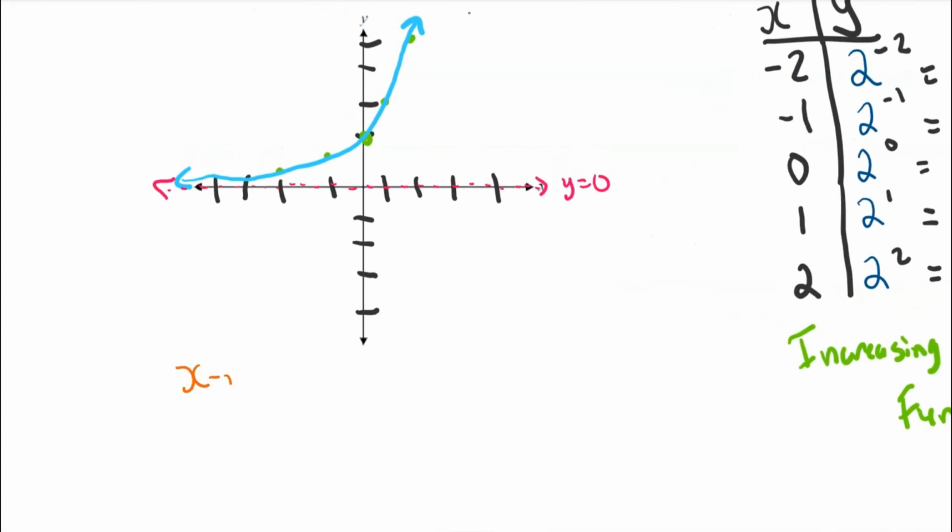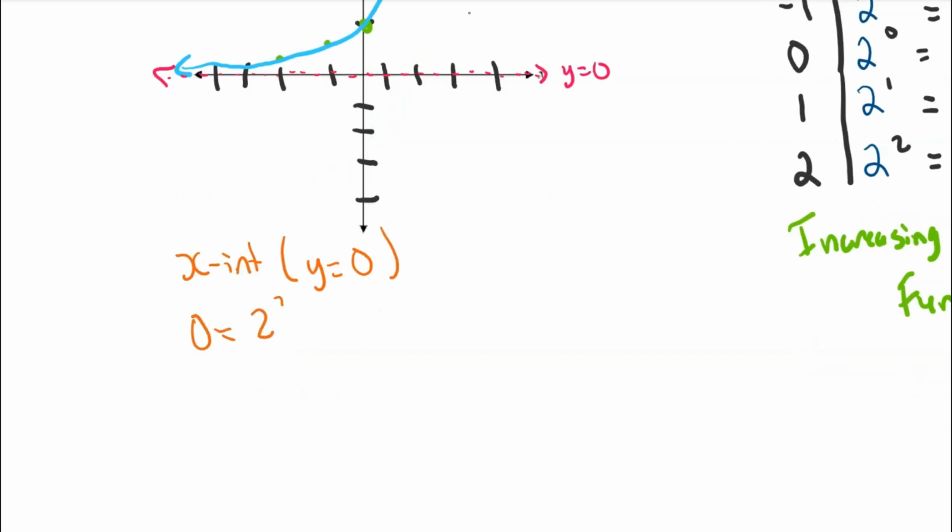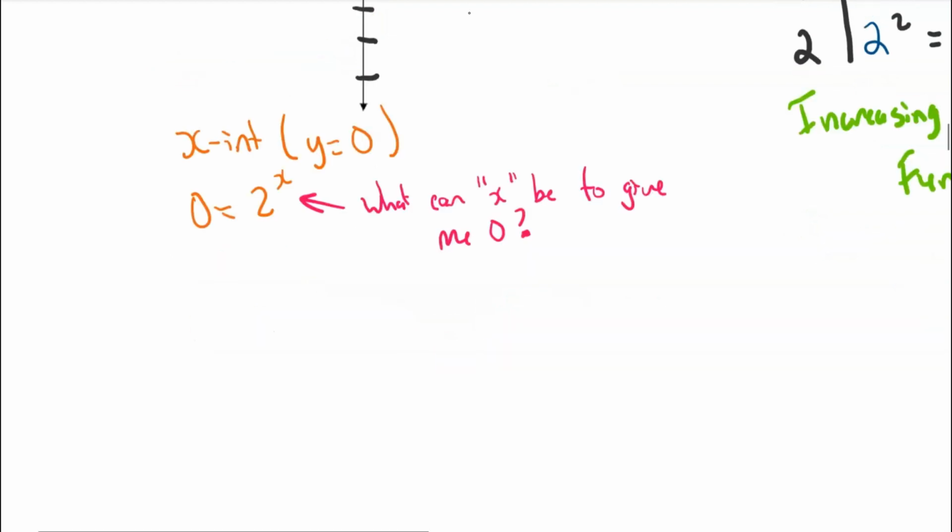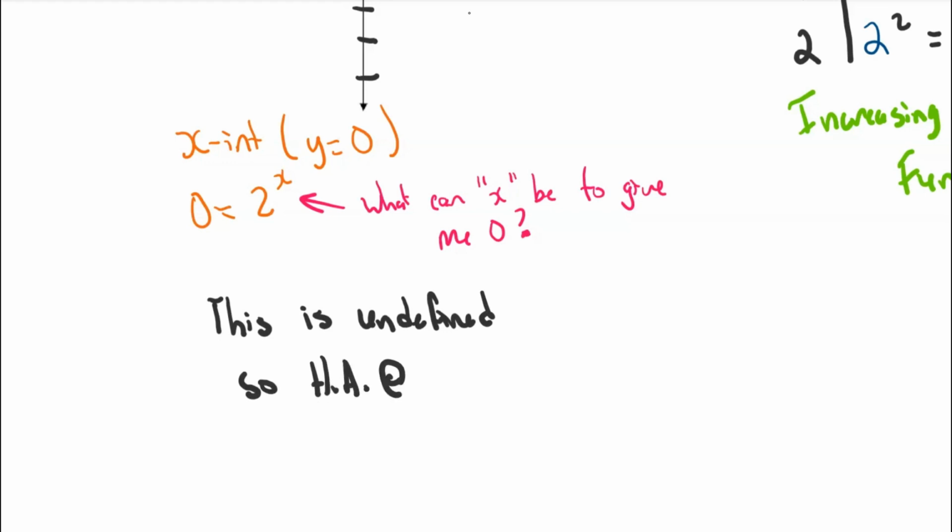So for the x-intercept, the y needs to be equal to 0. Well, if y is equal to 0, that means we have 0 equals 2 to the power of x. And we need to ask ourselves, what can x be to give me 0? Unfortunately, there is nothing in this case. So this is actually undefined, which means we have a horizontal asymptote at y is equal to 0. That's why I threw in the y is equal to 0 there.